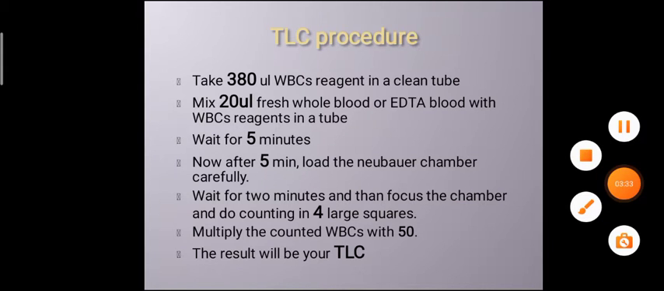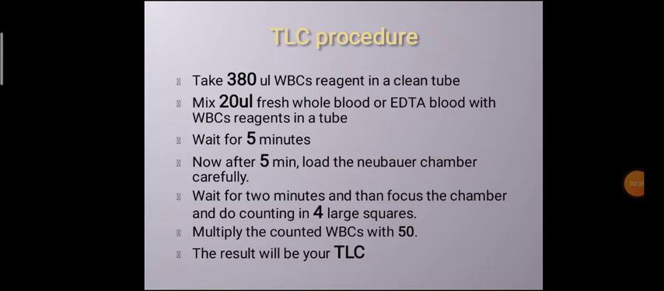Now, the procedure of counting TLC in blood. Take 380 microliter WBC reagent in a clean tube. First of all, we take the WBC reagent from a clean bottle, 380 microliter, in a clean tube. Mix 20 microliter fresh whole blood or EDTA blood with the WBC reagent. After it, take the blood from the patient, take a specific amount of 20 microliter blood and mix it with the WBC reagent available in the clean tube.